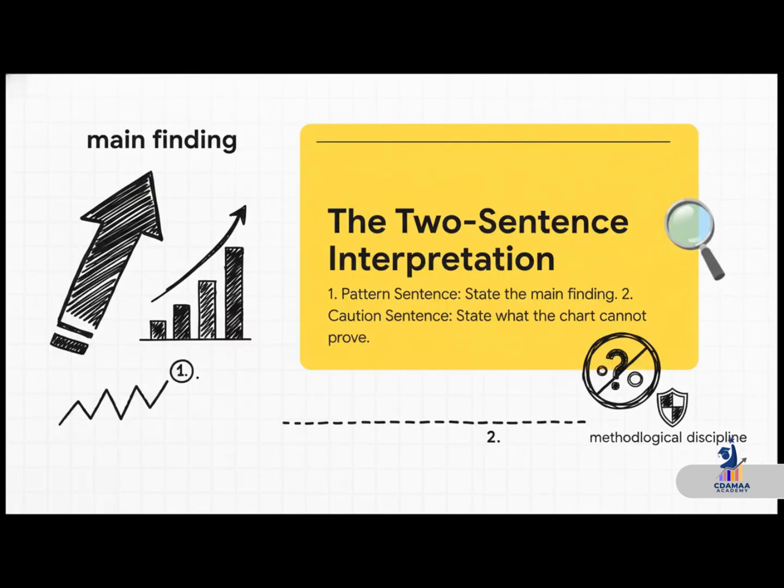Okay, now for what might be the single most valuable tool I can give you today. I want you to burn this into your brain, the two-sentence interpretation. It's a template. Sentence 1 is the pattern sentence. You just state the main thing you see and you include a specific number. Sentence 2 is the caution sentence. This is where you state what the chart cannot prove.